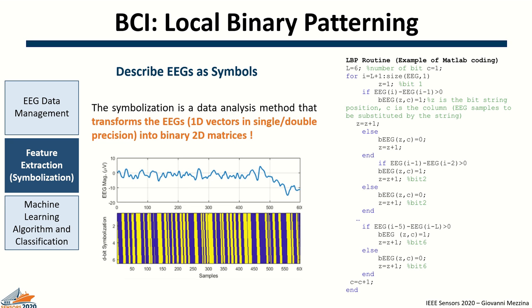More in detail, the used LBP routine allows codifying a double precision or integer EEG signal, which is a unidimensional time series, into a bidimensional binary matrix according to the differential analysis between two contiguous values of the EEG signal, as per the pseudocode that we have on the right here.